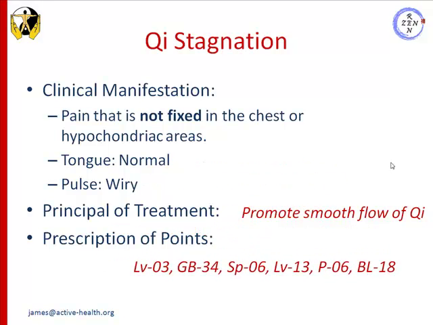Some points that promote the smooth flow of liver qi would be liver 3, gallbladder 34, spleen 6. Liver 13 is an excellent point for us here in Tuina for promoting the smooth flow of liver qi. P6 and bladder 18, the back shu point for the liver. And later on, when we look at the functions of the liver, we'll see that the liver is the one organ that's responsible for promoting the smooth flow of liver qi, keeping everything moving, so to speak, in the body.